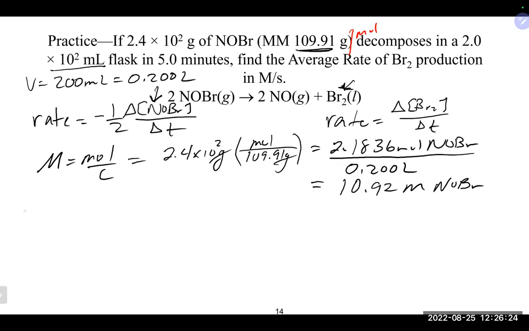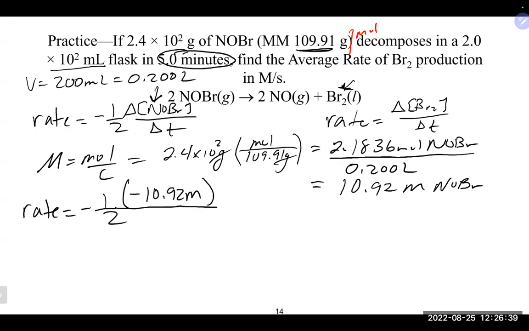So we could put in there that the rate is equal to -1/2. Our change in concentration is negative 10.92 molar divided by our time, which is 5 minutes. Since we're looking for seconds at the end, I might want to convert my 5 minutes into seconds. A minute is 60 seconds, which gives us 300 seconds down there.